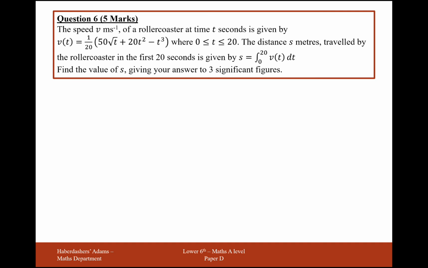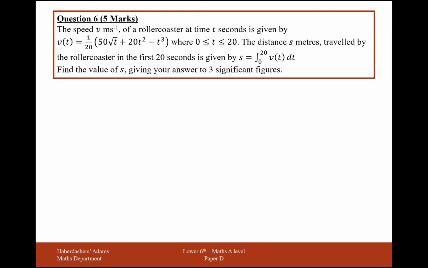The speed v of a roller coaster at time t seconds is given by v(t) equals that formula, where t is between 0 and 20 seconds. The distance s travelled by the roller coaster in the first 20 seconds is given by the integral from 20 down to 0 of v(t). Find the value of s to three significant figures, as that's the distance travelled around the roller coaster.